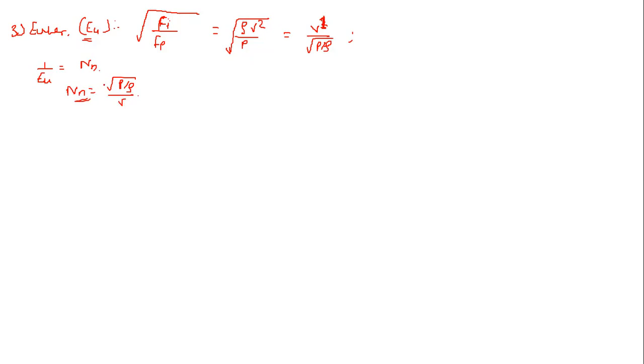So Euler number relates inertia force to the pressure force, means it is a ratio of a square root of inertia force to the pressure force, and after simplifying it, we get the relation as v upon root of p by rho, or rho v square upon p. And the reciprocal of the Euler number is nothing but the Newton number. So Newton number is nothing but the root of p by rho upon v.